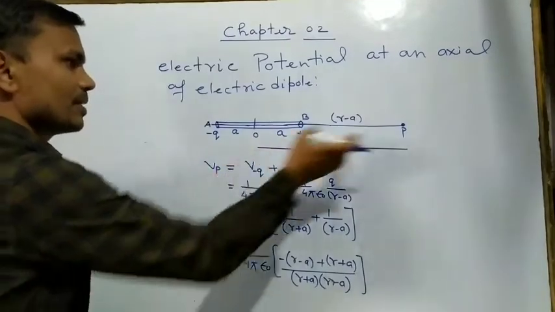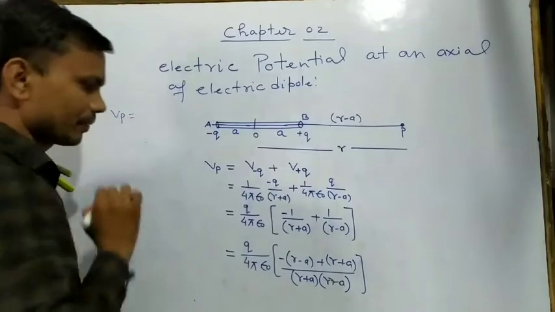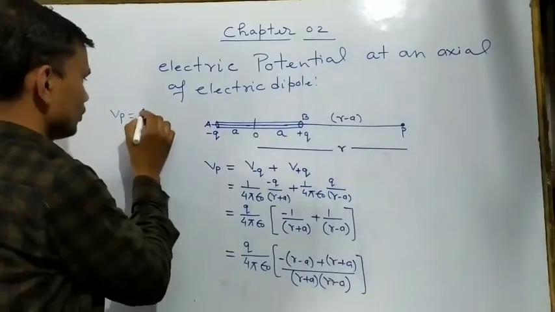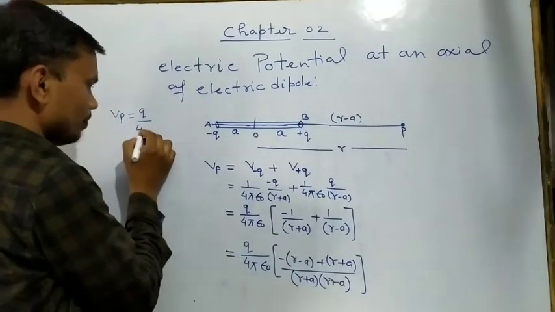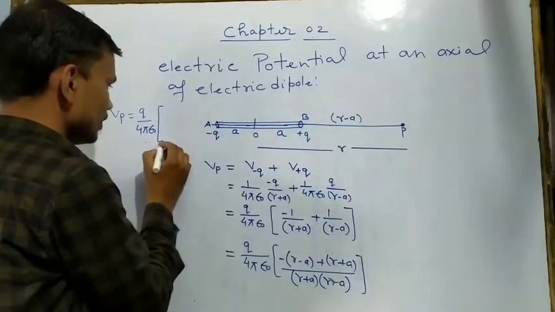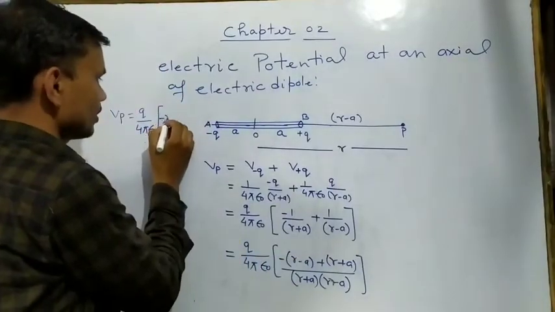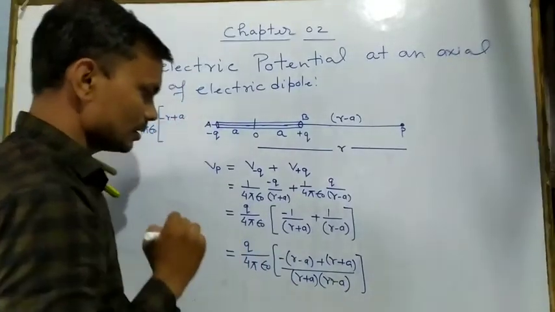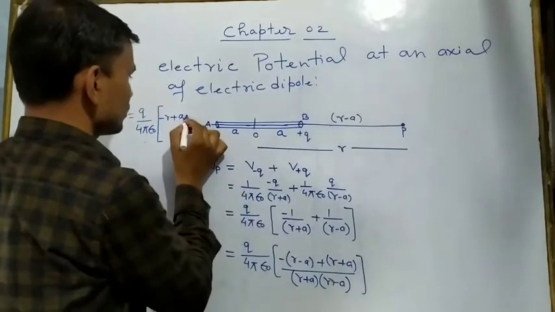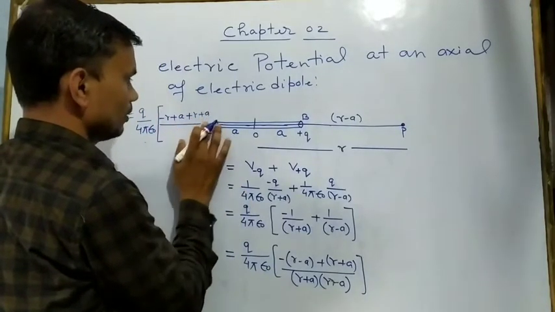So the net potential at point P due to this system of equal and opposite charges, means Vp, is q upon 4 pi epsilon naught. Then within the bracket you have to see this is minus, you have to multiply inside, so minus R plus A, and here this is R plus A, and then after that we write this thing.